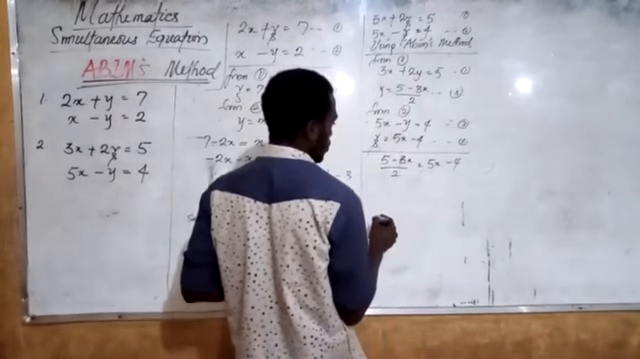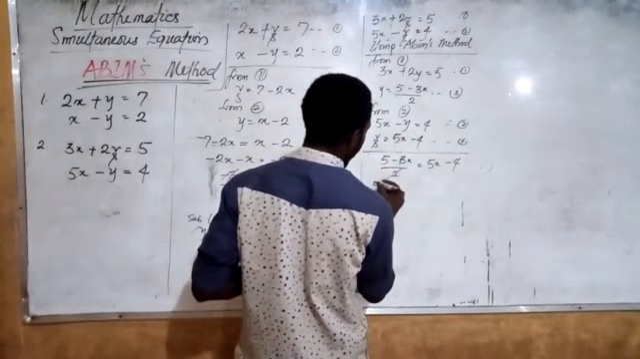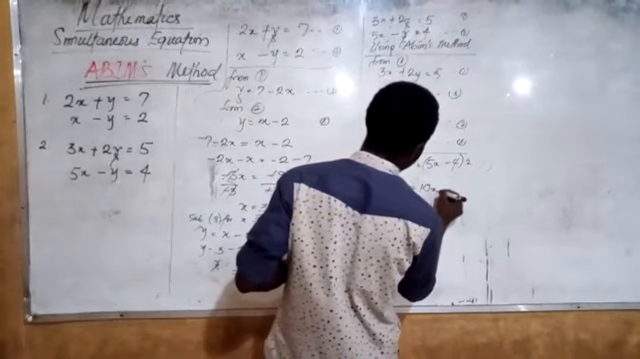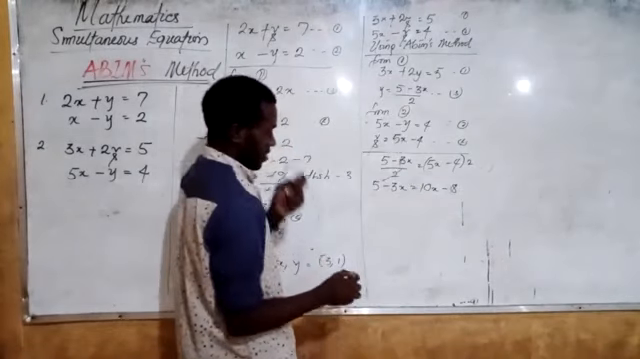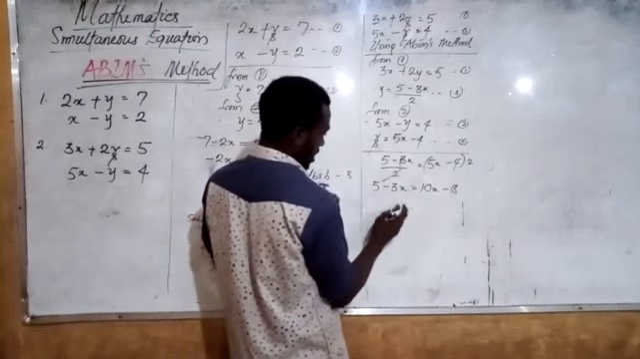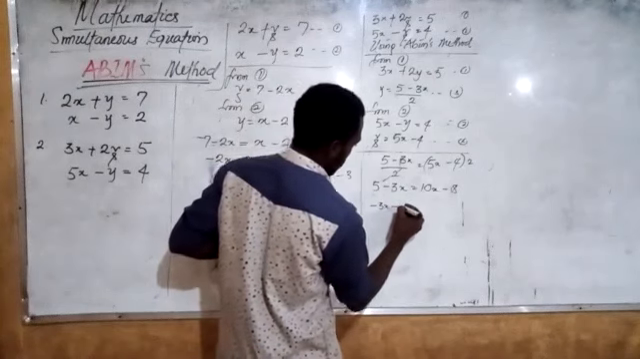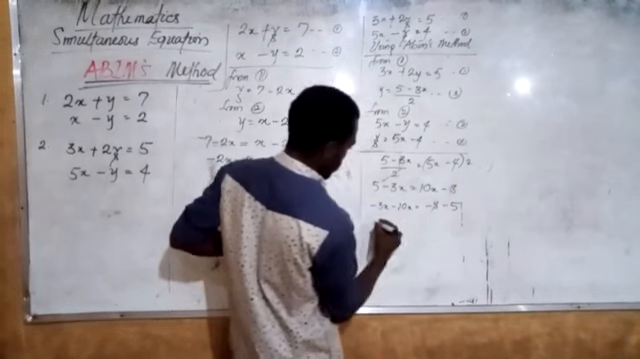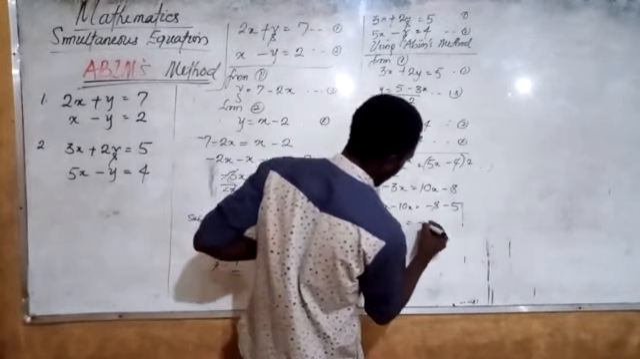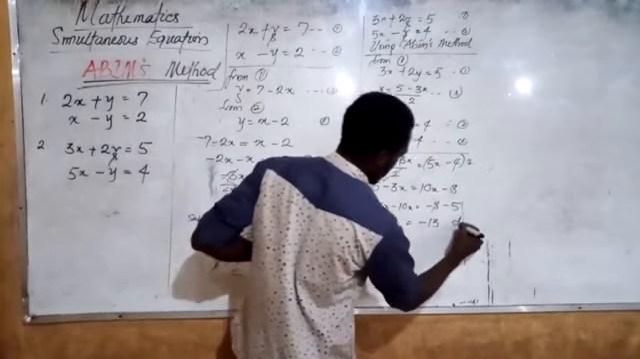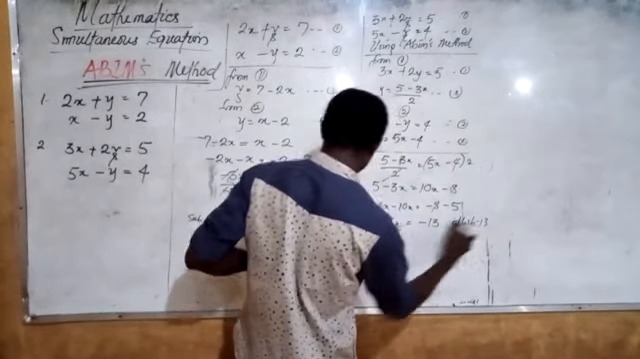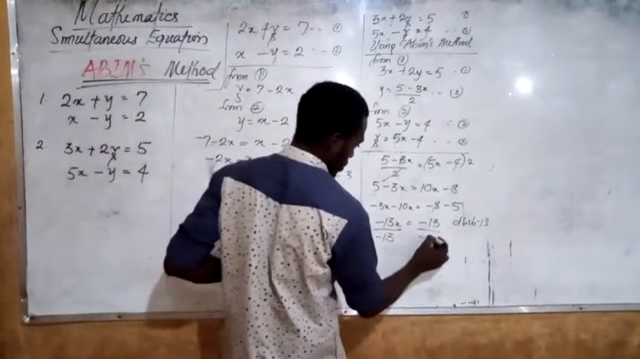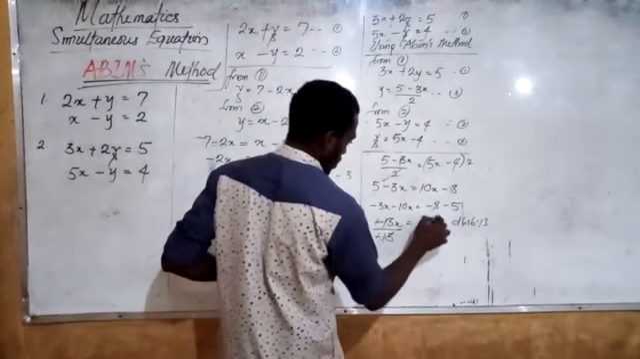So multiply through by 2 so that we remove this. So we have 5 minus 3x equals 10x minus 8. So that we collect x to one side, we have minus 3x minus 10x equals minus 8 minus 5. So we have minus 13x equals minus 13. So divide both sides by minus 13. So minus 13 over minus 13, and then we have 1.